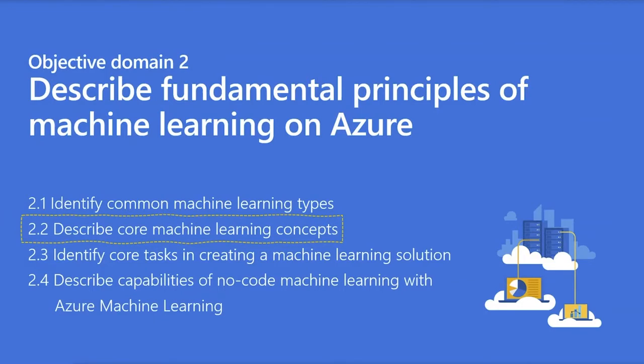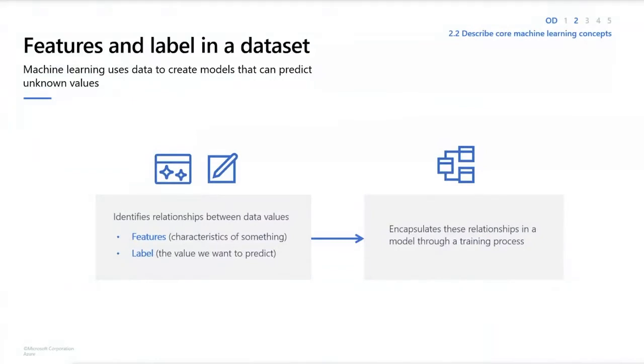So why don't we go ahead and move on to our second area of the objective domain, describing core machine learning concepts. Now, what we've learned earlier is that machine learning works by identifying relationships between data values that describe characteristics of something, known as its features, and then the value we want to predict. And this is what we call the label. And then what we do is we encapsulate these relationships in a model through the training process.